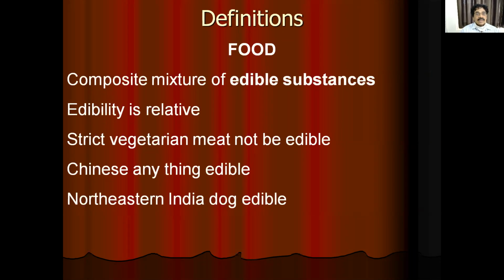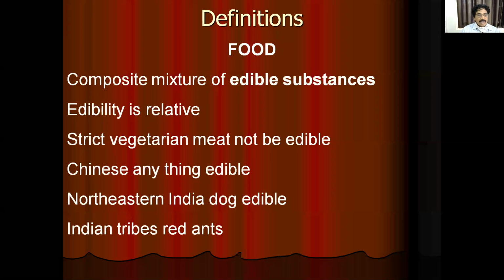Northeastern area, in Assam, dog is edible. The Indian tribes, they eat red ants. So I am trying to describe the variability of the food material, but all these things are food material as long as you relish it, as long as you are eating it, as long as you are happy with that. Okay?